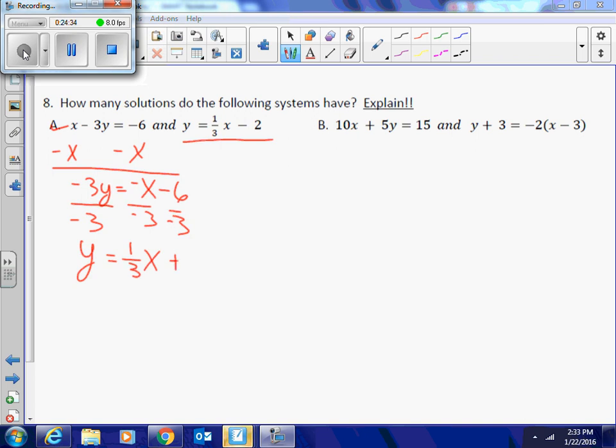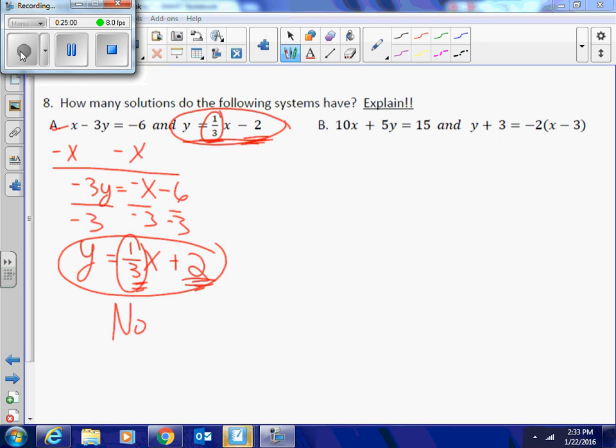And I get that y is equal to positive 1/3 x plus 2. Well, when I compare that to the first equation, I see that, yeah, they are parallel. They have the same slope, they have different y-intercepts. That means they have no solution, and the reason is because they are parallel.